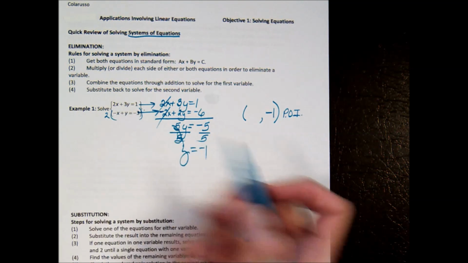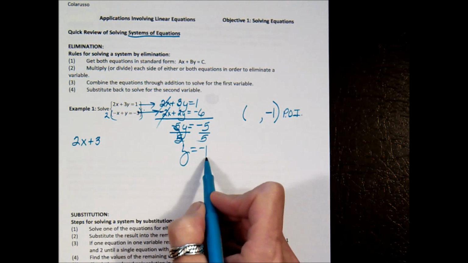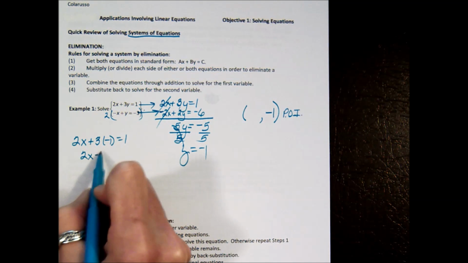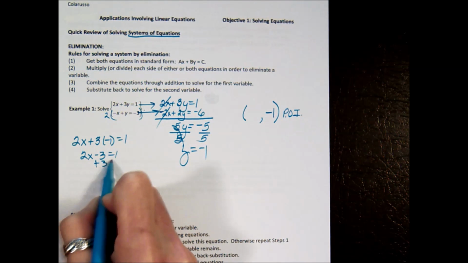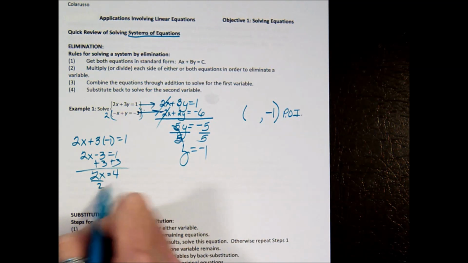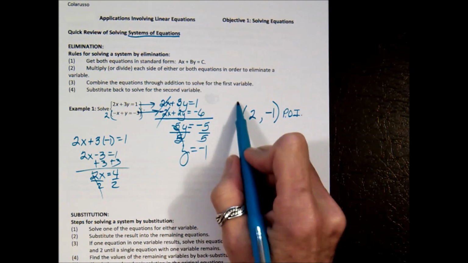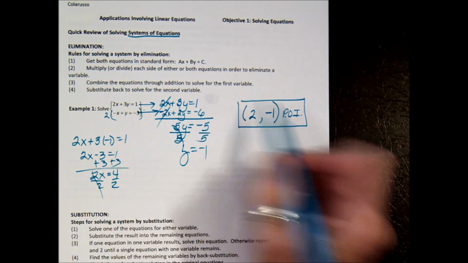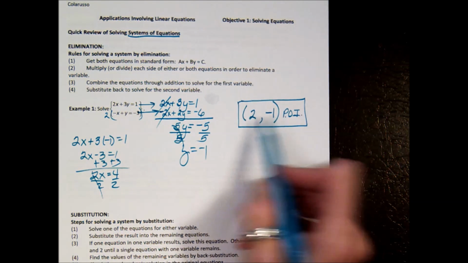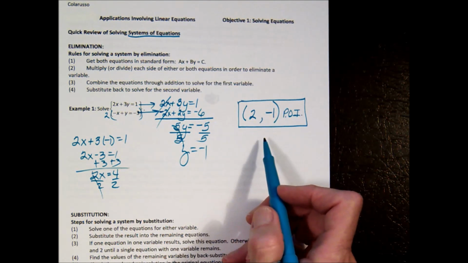So I'm going to go back to my first equation: 2x plus 3, and I'm going to substitute what I found for y and solve for x. Add 3 to both sides, and I get 2x equals 4. Divide by 2, and I get x equals 2. So my point of intersection, which is the same thing as saying the solution to the system, for these two equations is the point (2, negative 1).